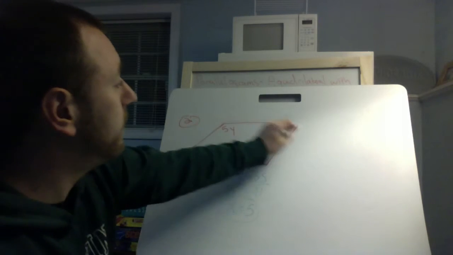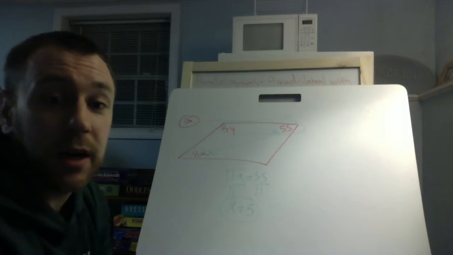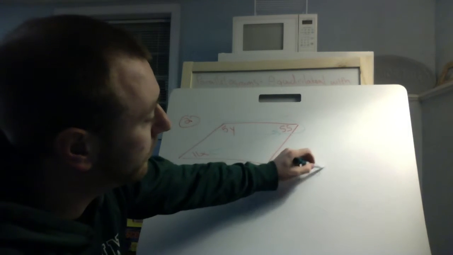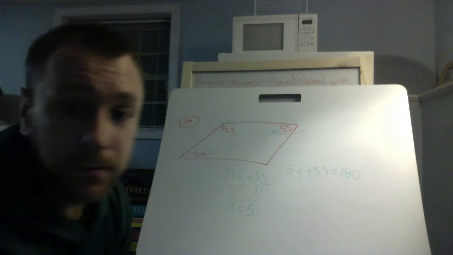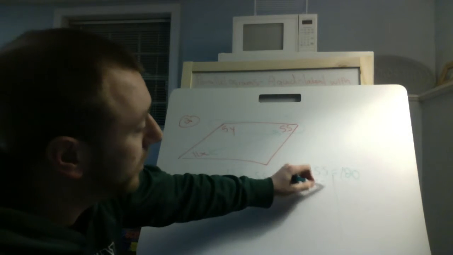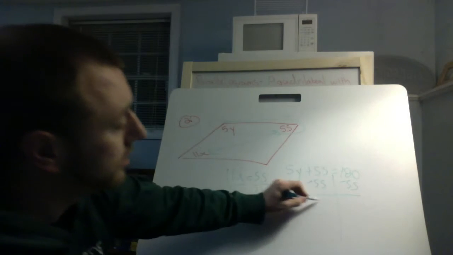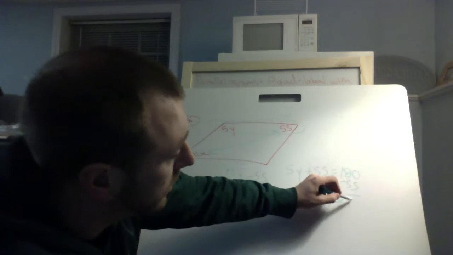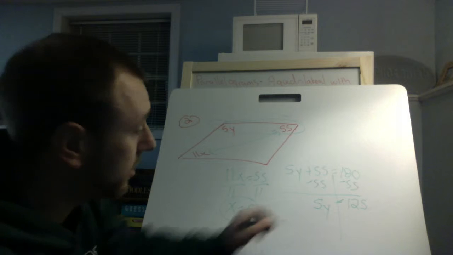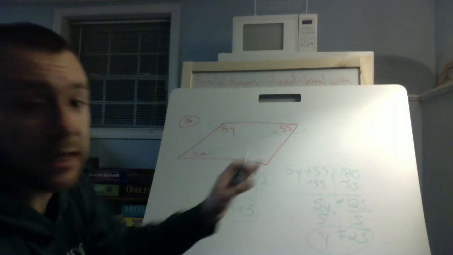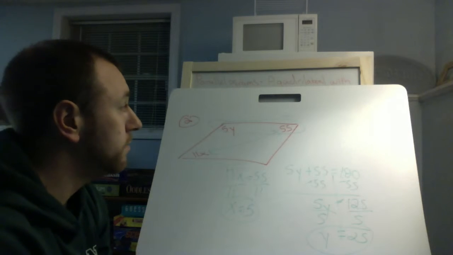The trick is to solve for y here. Now, y and 55 are not opposite, they're consecutive, or on the same side. So I'm going to say 5y plus 55 equals 180. Then I'm going to draw my line because I always draw it. Subtract 55 from both sides. I get 5y equals 125. Then I'm going to divide by 5, and I got y is 25. So I can always use that consecutive angle and set it equal to 180.